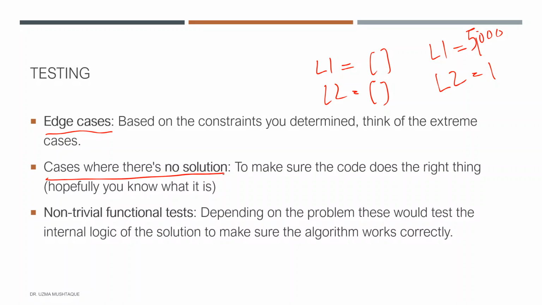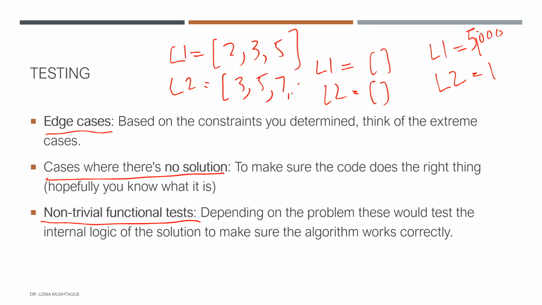Similarly, cases where there are no solutions. Again, depending on the problem, there could be instances of the input when there is no solution. So make sure that your code handles those cases, right? And then finally, the non-trivial function tests that will actually determine whether your program works for a given list of values, for some given input, let's say L1 is 2, 3, 5 and L2 is 3, 5, 7, 9. I can clearly see that there are matches. So whether my code will handle these values or not.